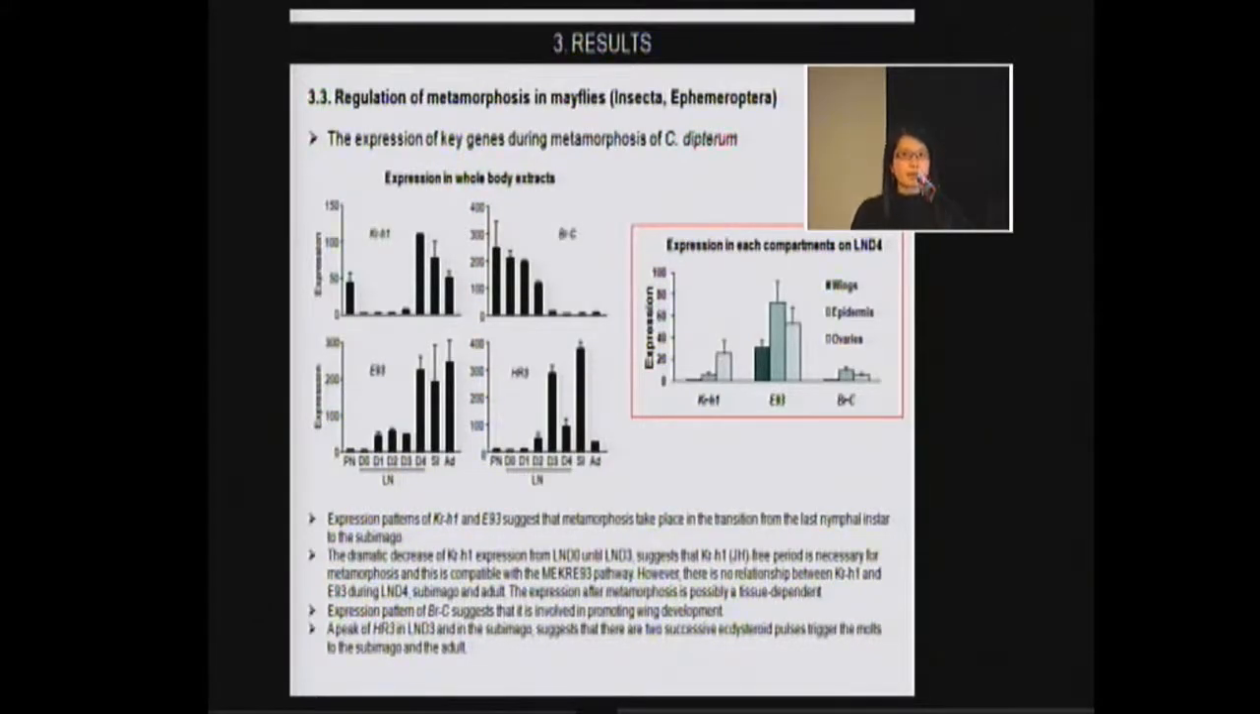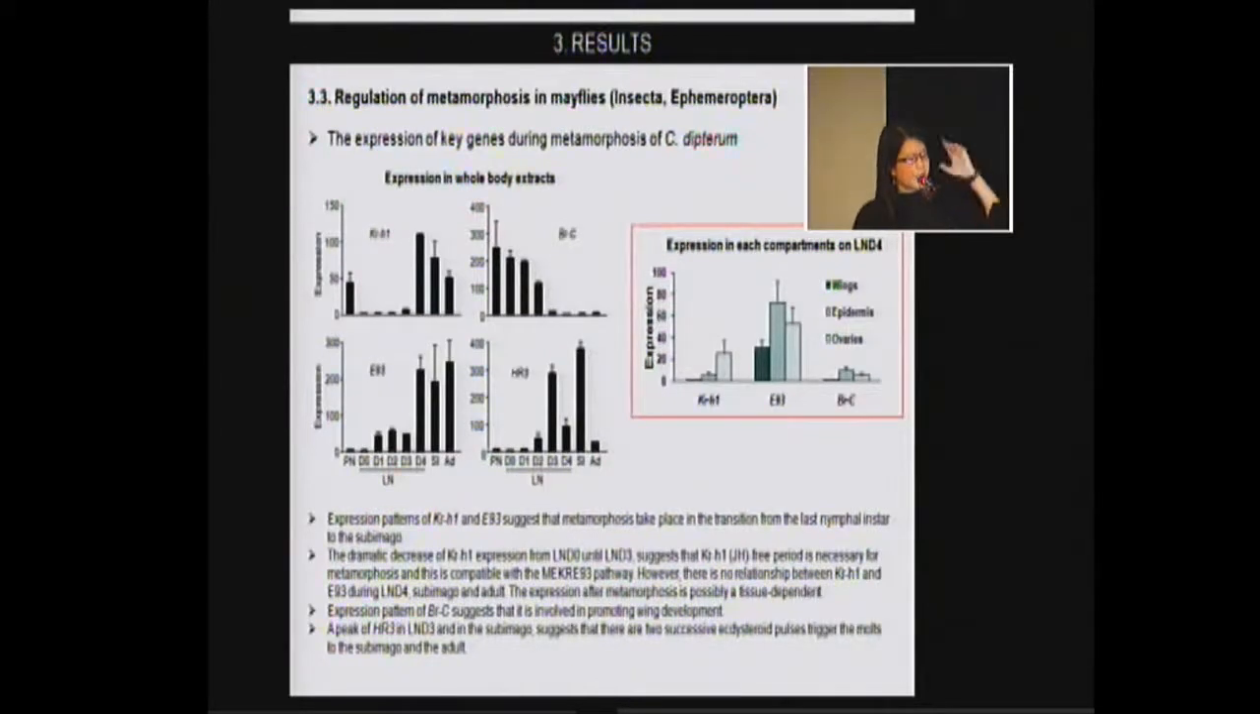We separated each compartment of the nymph and measured the expression of Krüppel homolog 1, E93 and broad complex in the wings, in the epidermis, and ovary. And we found that for Krüppel homolog 1, the expression is more concentrated in the ovaries, the reproductive tissue. But in the case of E93, they show a high expression in the wing compartment, and also broad complex. Even though the expression during this period is already low, we still see that it is more concentrated in the epidermis.